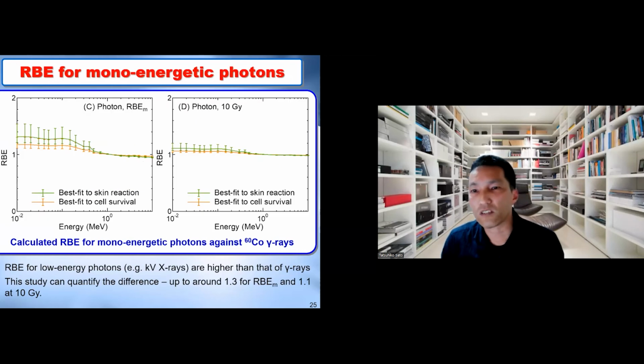This graph shows similar data, but for monoenergetic photons. As suggested by many experimental data, RBE for low energy photons, such as kilovolt X-rays, is higher than for gamma rays. And this study can quantify the difference, up to around 1.3 for RBE maximum and 1.1 for 10 gray irradiation.